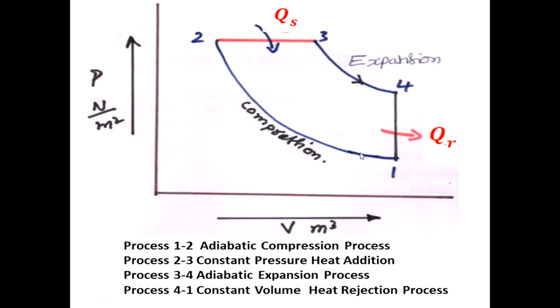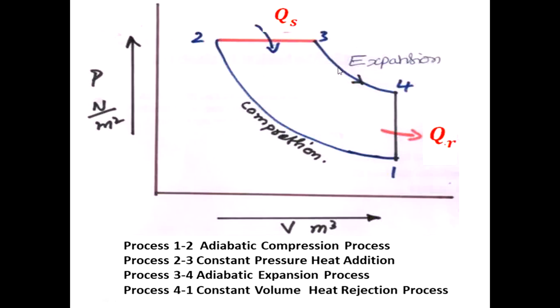The piston compresses the air up to particular point 2. When it is compressed up to point 2, the air is compressed and the temperature increases by a certain amount. Then heat will be added at constant pressure. At the same time, the piston will move slightly from the top dead center toward the bottom dead center, so the volume increases but the pressure remains constant, and heat is added to the system.